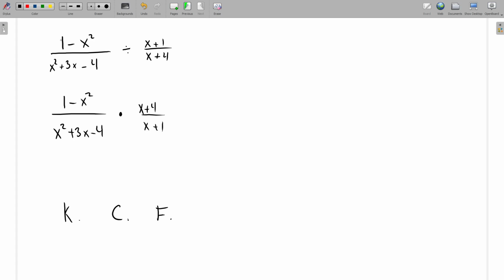Okay, because dividing fractions, right, dividing by this x plus 1 divided by x plus 4 is the same thing as multiplying by the reciprocal. That's why we change the division to multiplication and why we flip the fraction, because it's the reciprocal. All right, so now that we have it as multiplication, we can approach it just like we did in the last two examples. We can take our numerators, 1 minus x squared and x plus 4, and write them as two terms being multiplied. And we can do the same thing with our denominator, x squared plus 3x minus 4 and x plus 1.